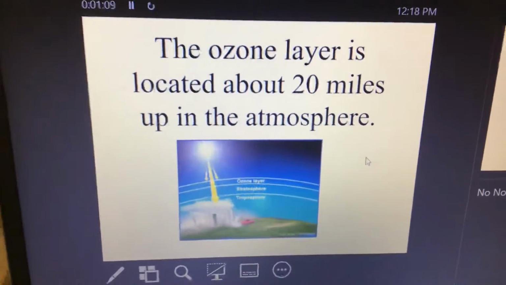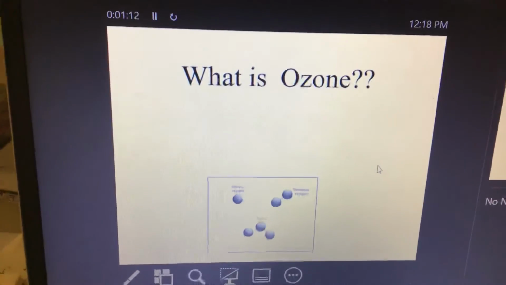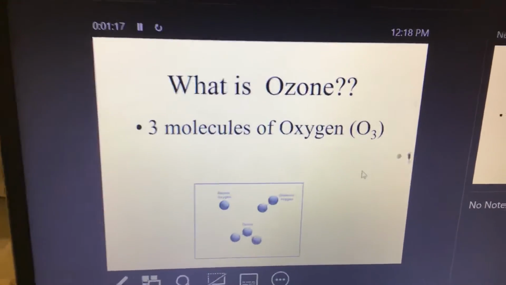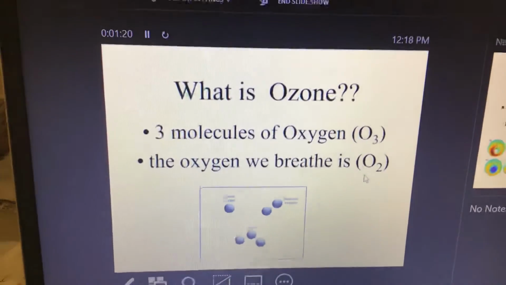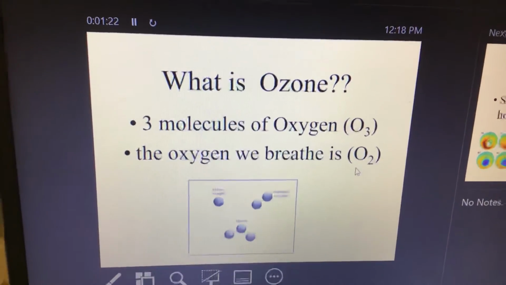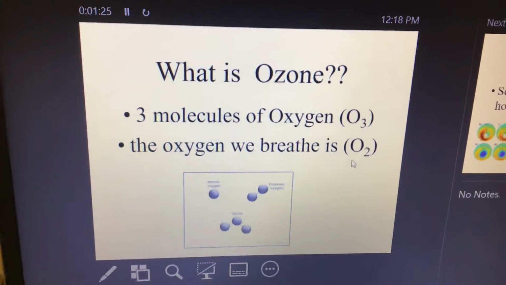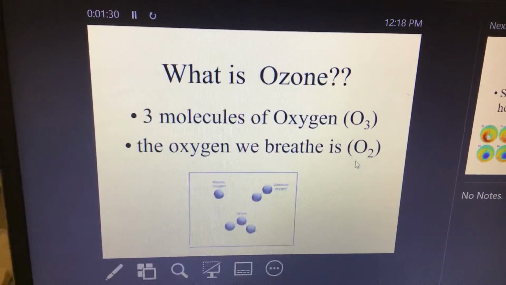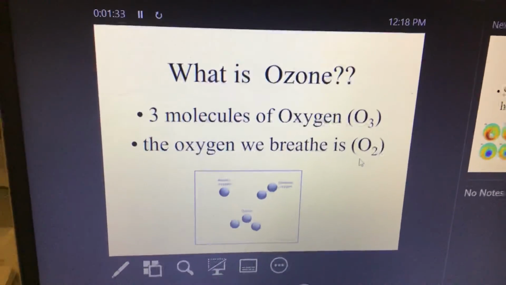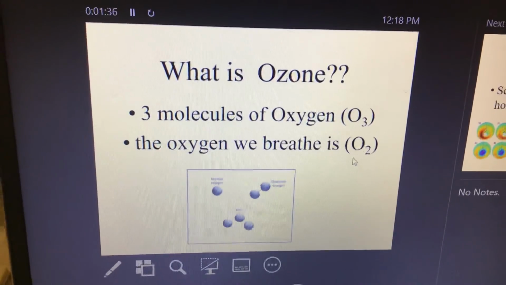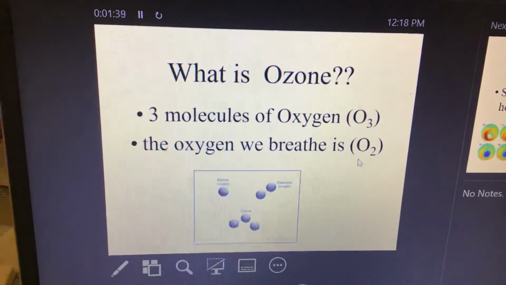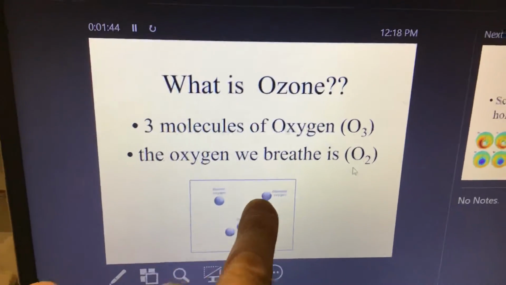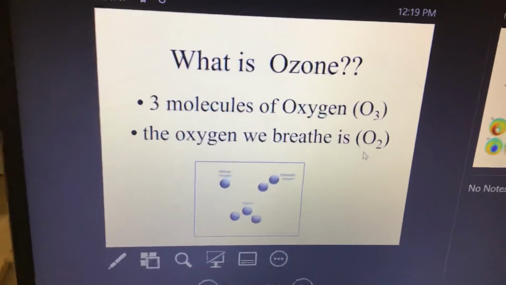Now, one of the big questions is what is ozone? Ozone is just a fancy type of oxygen. Go ahead and write this. 3 molecules of oxygen. O3 is ozone. The oxygen floating around in this room that we breathe is O2. So O3 is 3 atoms of oxygen bonded together, just like in this picture here. Okay, there's ozone. This will be what you breathe, just 2 oxygen, O2.